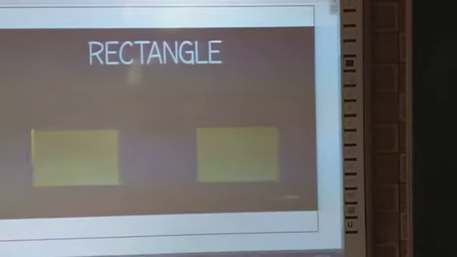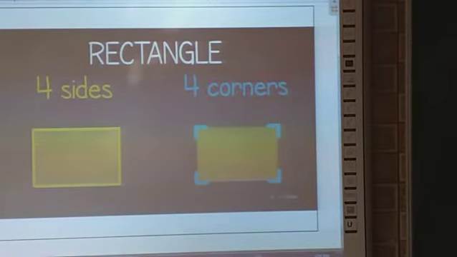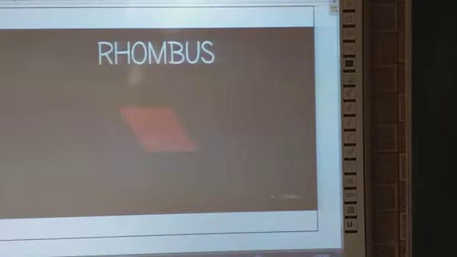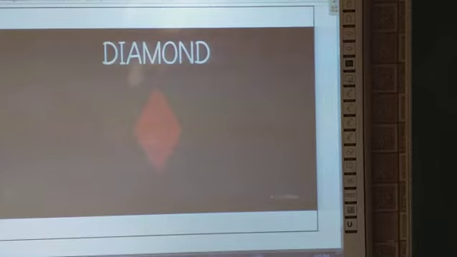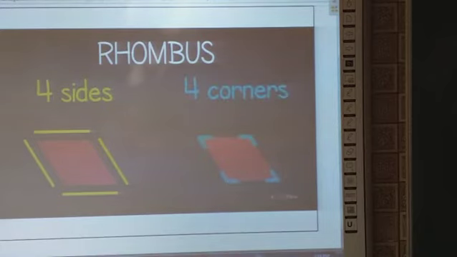This shape is a rectangle. Can you see its 4 sides and 4 corners? Rectangles have 2 pairs of sides that are the same length and opposite to each other. This interesting shape is called a rhombus. It can also be called a diamond. A rhombus looks like a square that's leaning to the side, doesn't it? Here are its 4 sides and its 4 corners. Each side is the same length.